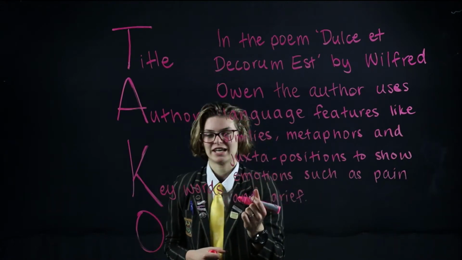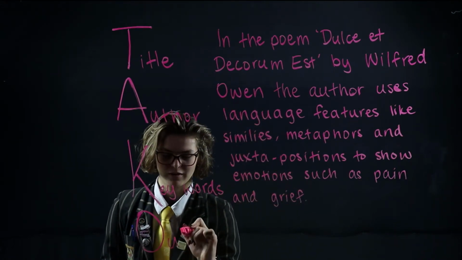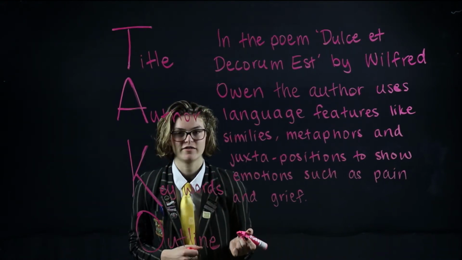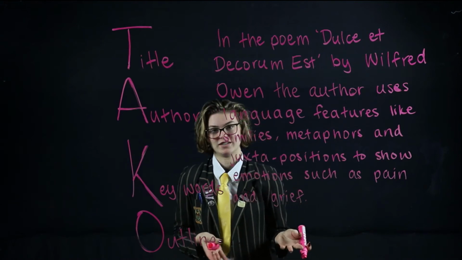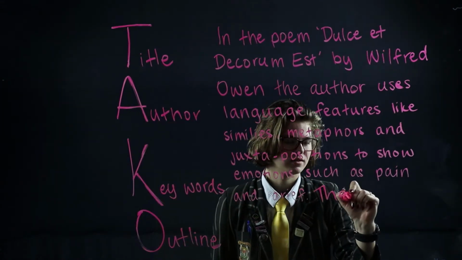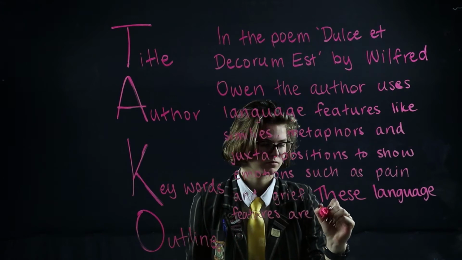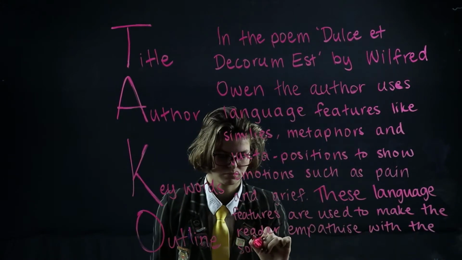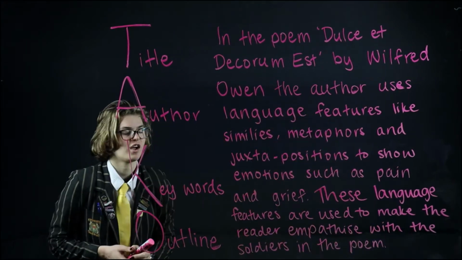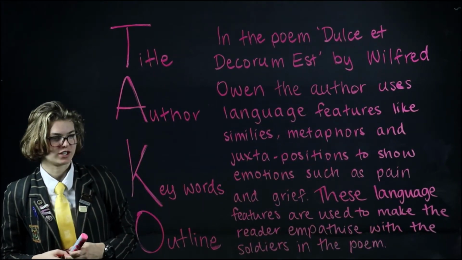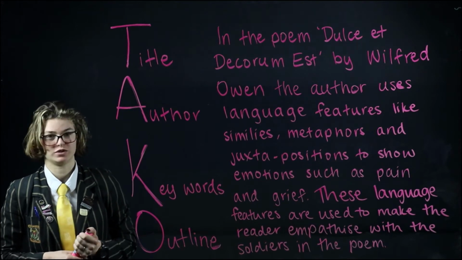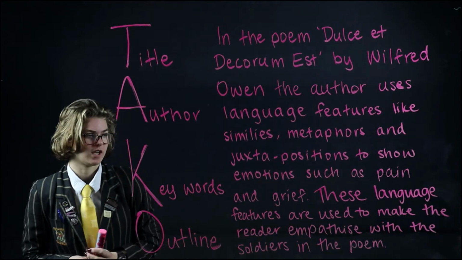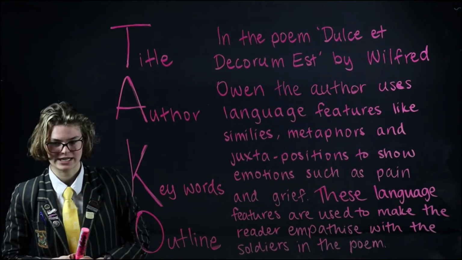Alright, our very last letter, O, stands for outline. This one's pretty easy as well. You just have to cover basically your general idea for the rest of your essay. So we've written, these language features are used to make the reader empathise with the soldiers in the poem. So Dulce et Decorum Est, if you've read it, is a war poem, and it follows the journey of soldiers with PTSD.